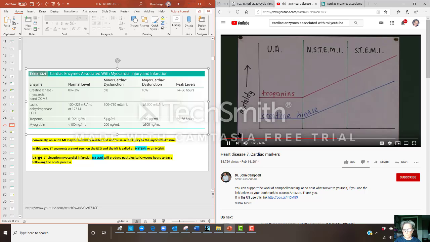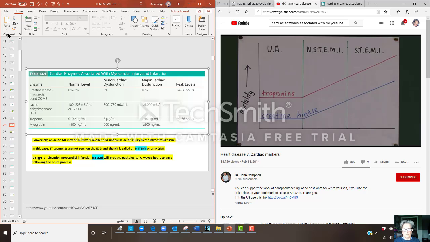The peak levels are at 24 to 48 hours after an acute infarction, and then they slowly start to tail off after about 72 hours. They'll tail off slowly over a few days. And they're positively correlated with the amount of myocardial necrosis and mortality.